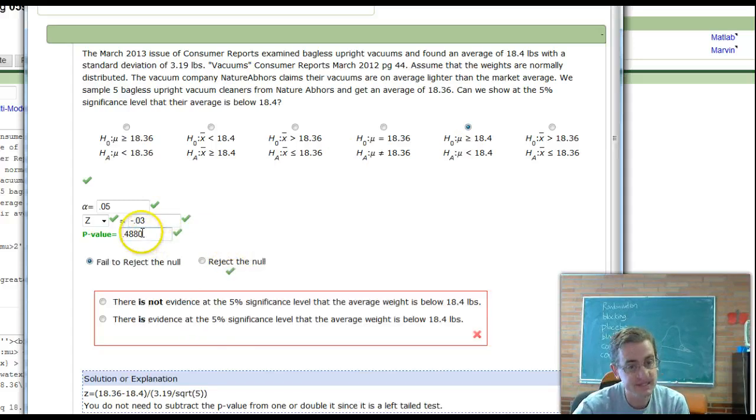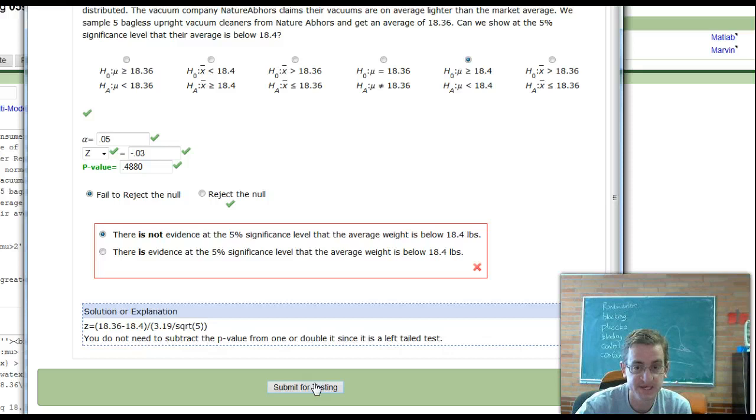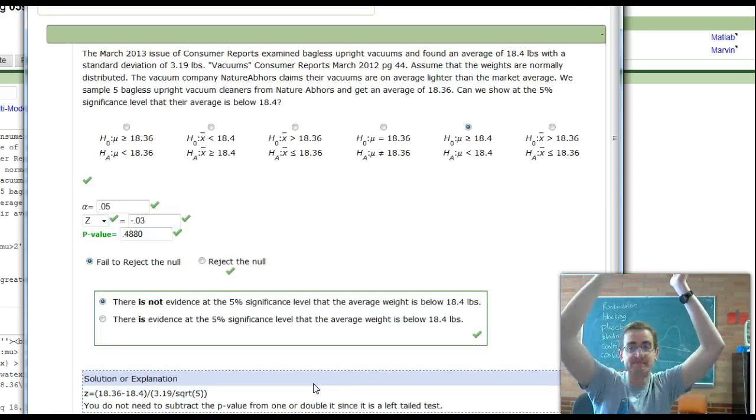And now because that's the right answer, now it gives me the option, fail to reject or reject. It's a big p-value compared to a small alpha, that's fail to reject. And fortunately, I already had that checked. Now here, if it's fail to reject, that means we couldn't show the alternative. The alternative said less than. There is not evidence that the average is below 18.4. That's got to be right. Dan? I concur. Dan's nodding, so it's got to be right. Survey says, yay!